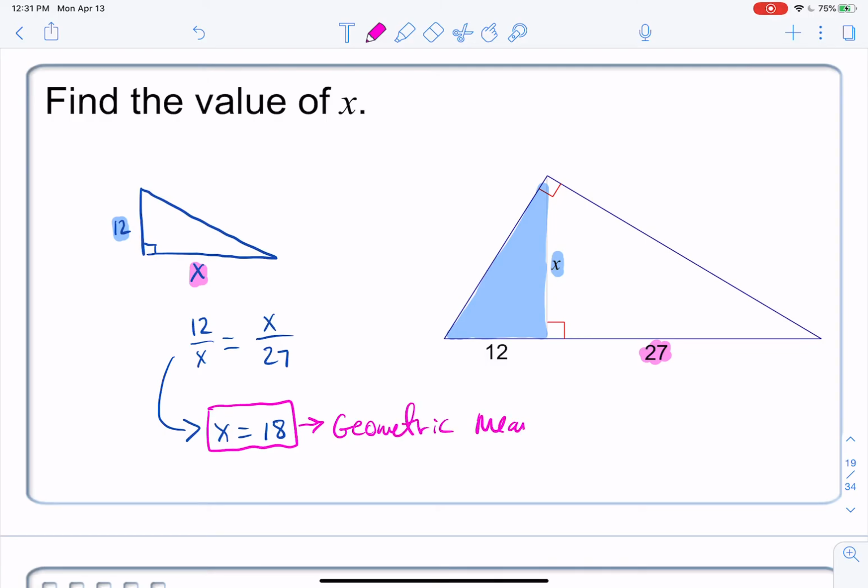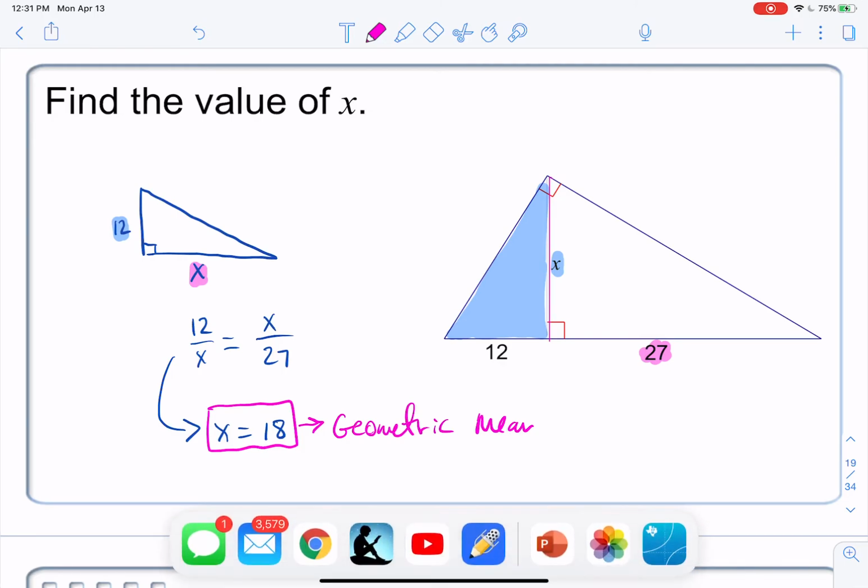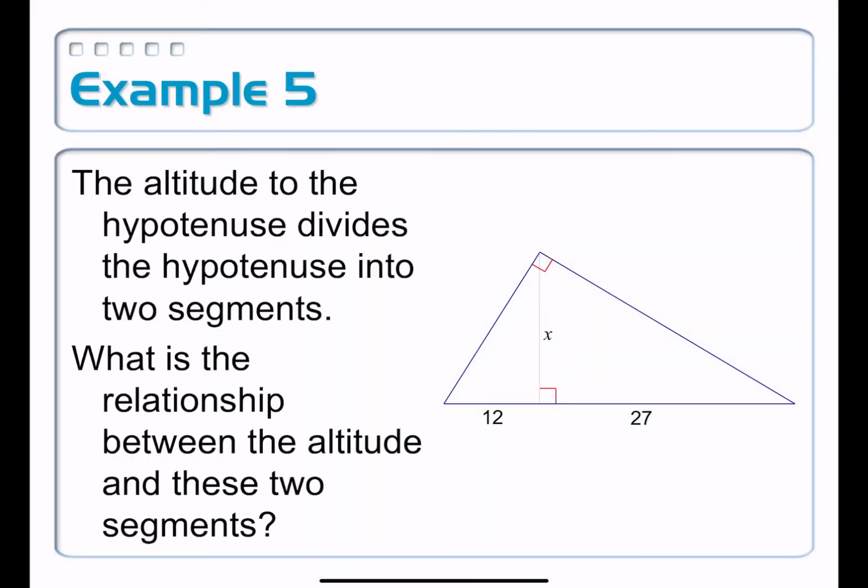That's crazy. In other words, the altitude drawn from the right angle to the hypotenuse is the geometric mean between the 2 lengths of the hypotenuse it breaks it up into. In this case, our 12 and our 27 over here. That sounds like a theorem to me. Let's write it down, huh?